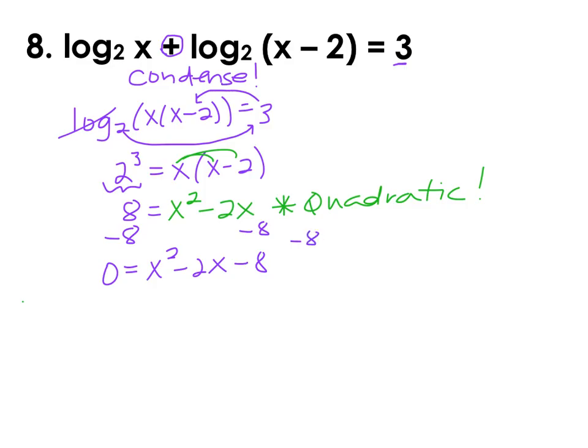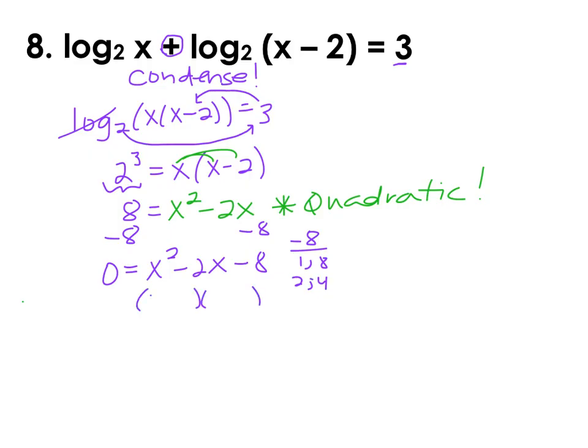We have negative 8. I know that 1 times 8 and 2 times 4 are my choices. Is there a way to multiply with one of them being negative to get negative 8, but when we add them, we get negative 2? I think we can make this work. Positive 2 and negative 4.